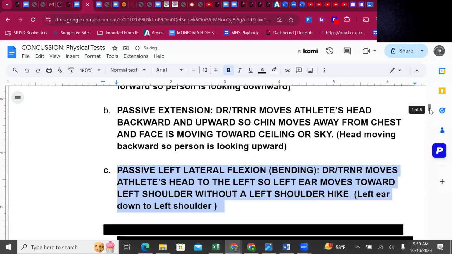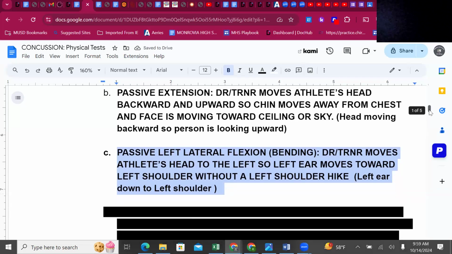Next one is passive left lateral flexion, or left lateral bending. It can be referred to as that as well. Doctor or trainer moves athlete's head to the left, so left ear moves toward left shoulder without a left shoulder hike. Left ear down to left shoulder.